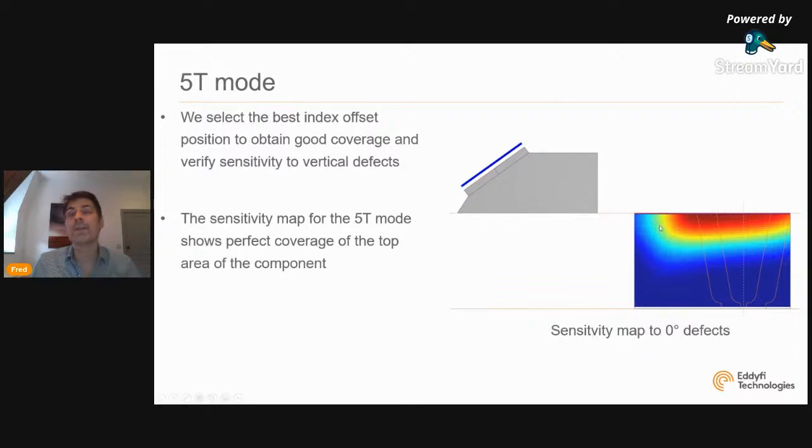map. I can see here that for that particular position, for the defect right here, I have very small variation of sensitivity. Again, remember, this is for only 0-degree defect. The map I'm drawing right here is only for 0-degree defect. Anyhow, it seems that I have good coverage of my area looking for vertical defect.